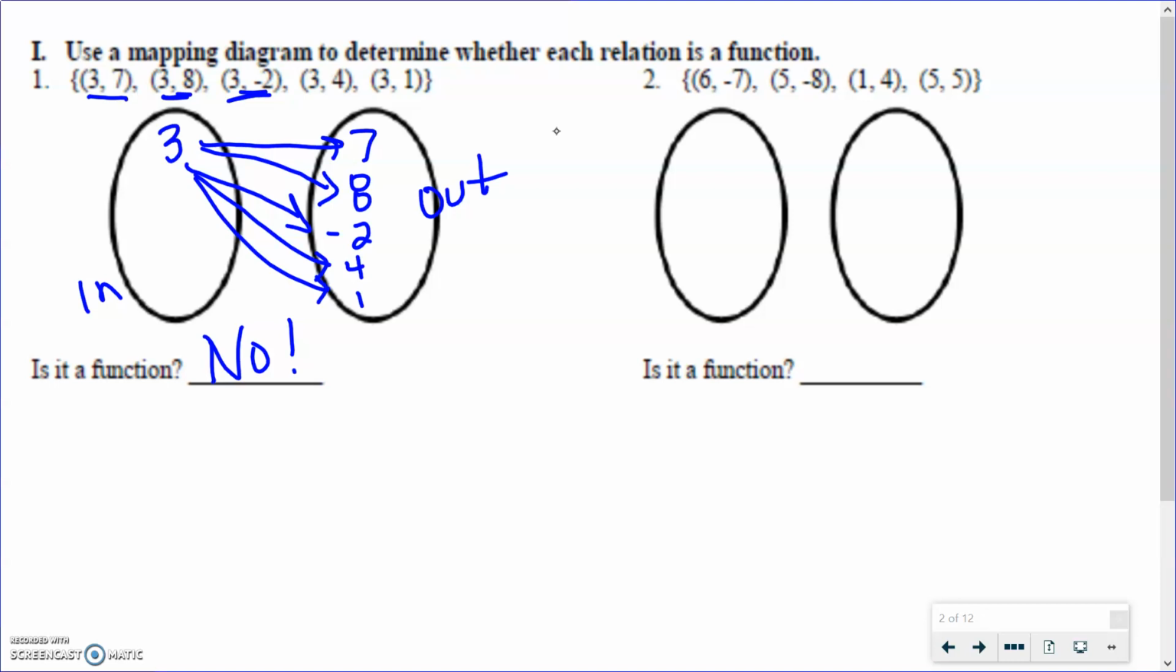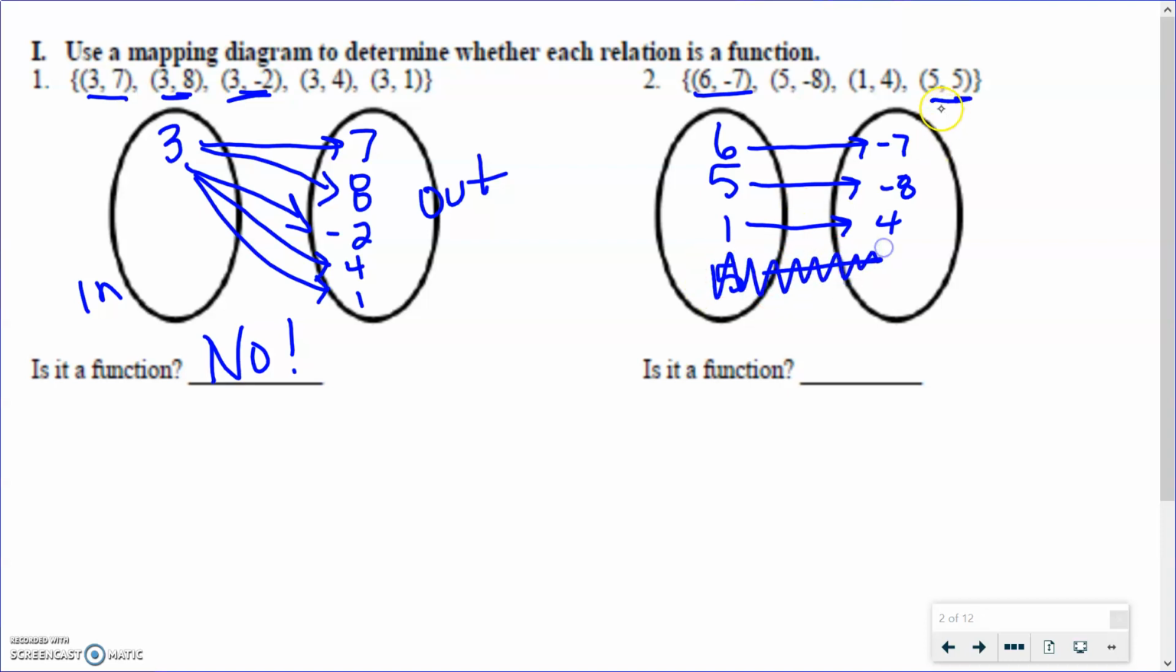So let's look at something that probably is a function over here. So we're going to draw another mapping diagram, and this one goes from 6 to -7 as an output, and 5 to -8, 1 to 4, 5 to 5. Oh wait, look. So before we draw this point in, this is a function. But now that this has 5 going to two different things, this is also not a function, okay? So if any of these numbers here repeat and they don't have the same output, it's not going to be a function.